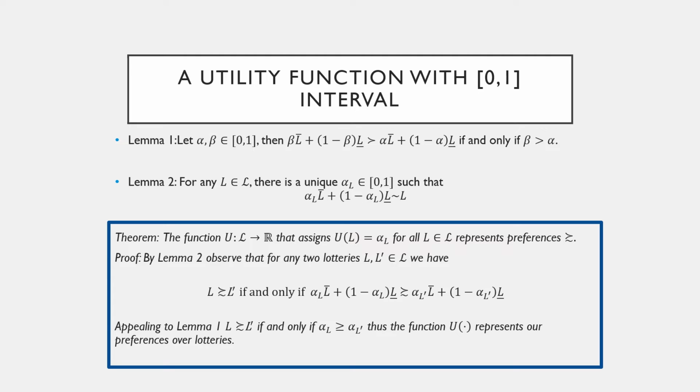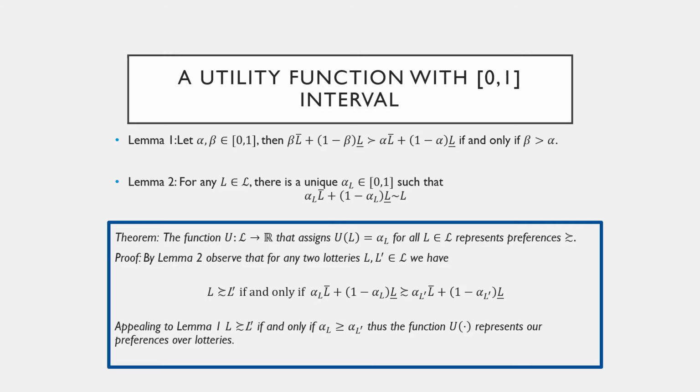The first lemma that we're looking at is that we have two scalars, alpha and beta, on the closed interval of 0 and 1. Then the convex combination between the most preferred and least preferred lotteries under beta is going to be strictly preferred to that convex combination under alpha if and only if beta is greater than alpha. There's a proof for this, but so far, so good.